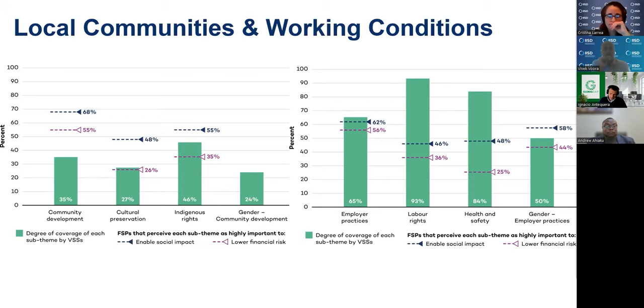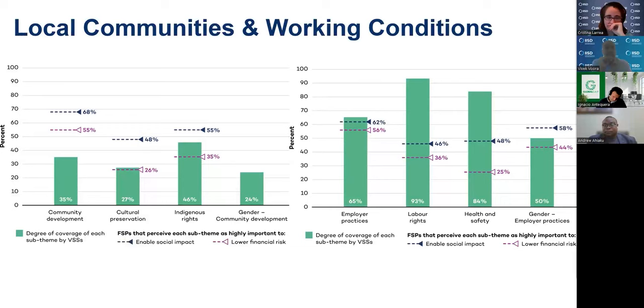VSS are mostly not oriented towards enabling economic sustainability, which is of primary concern for financial service providers. Most VSS address socioecological issues in agriculture, which can positively improve the bottom line of agricultural businesses, and may be compatible with investors who want financial returns as well as development dividends. Next slide, please.